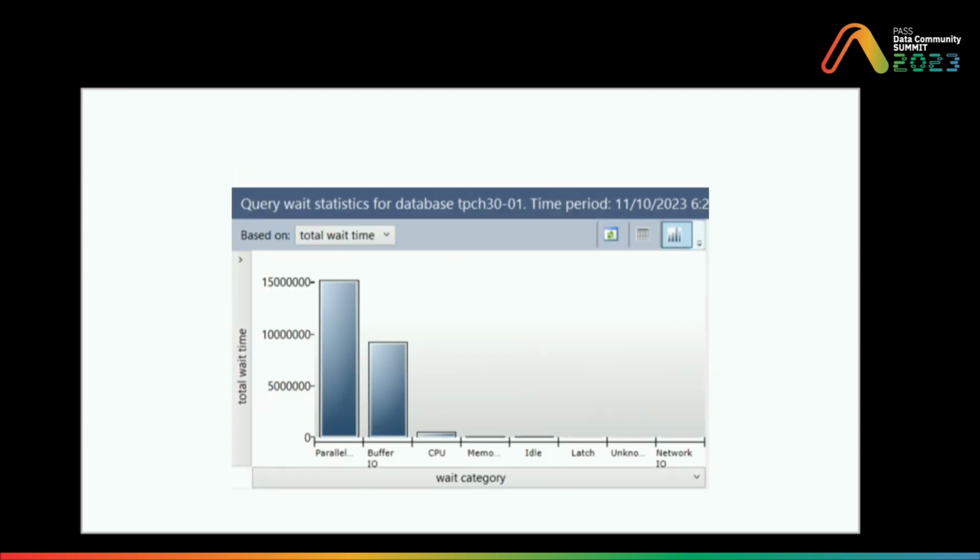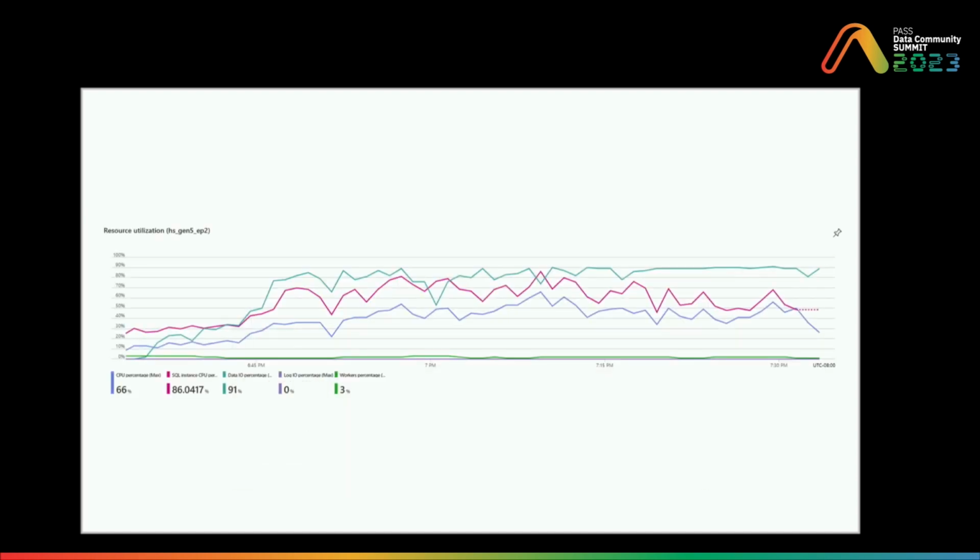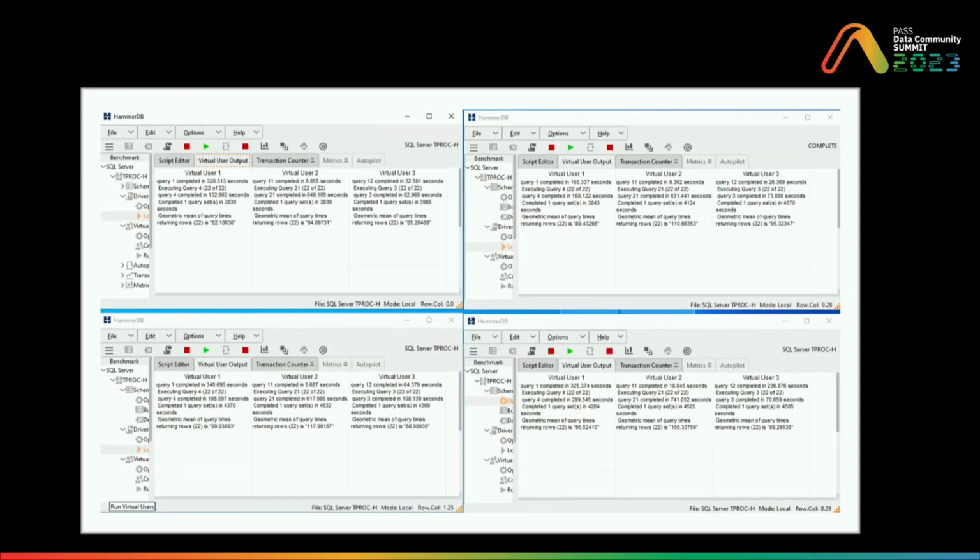For those more SQL aware, this is query store. You can see the proof of the pudding again there. A lot of buffer I/O, hardly any CPU waits. That means your workload is heavily bound on accessing the data that it needs. More proof of the pudding again in the Azure portal. This green line here on the top is data I/O. And you can see very quickly it becomes the dominant resource usage pattern for this workload.